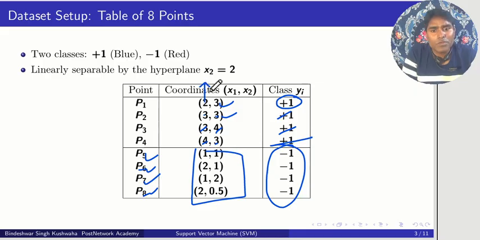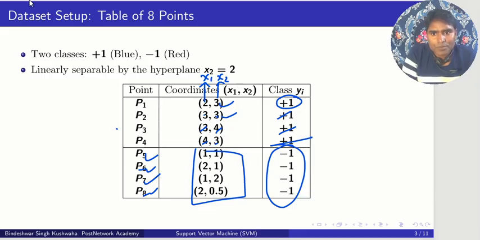These may be two features, x1, x2, and it may be multi-dimensional, but for the sake of simplicity I have taken only two features. So two features, one class, and these 8 data points we will use. We will train a model, and thereafter we will classify unseen data, so that you will understand.